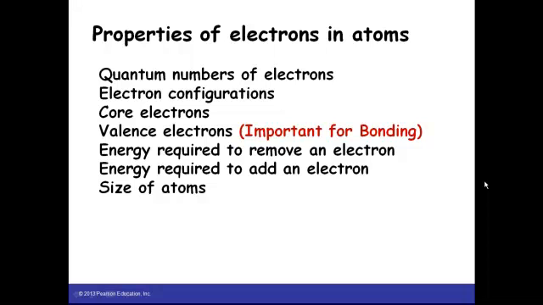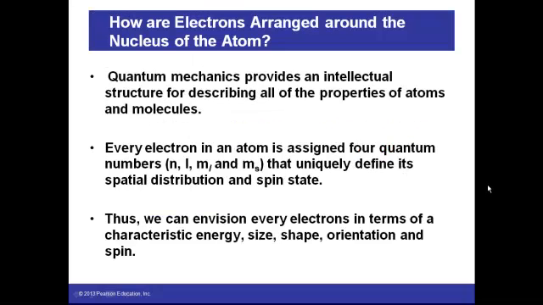So now we want to really take a look at where the electrons are going to be located inside the atoms. For this section, we're going to look at quantum mechanics, because this provides an intellectual structure for describing the properties of atoms and molecules. And for this section, every atom is assigned 4 different quantum numbers.